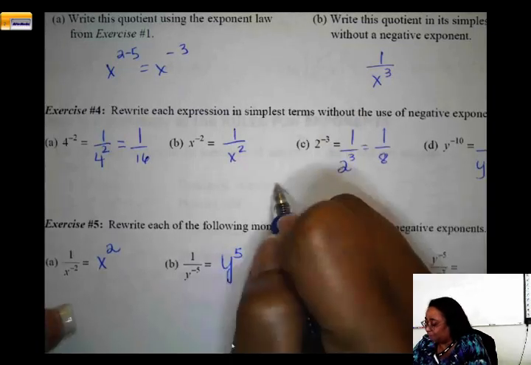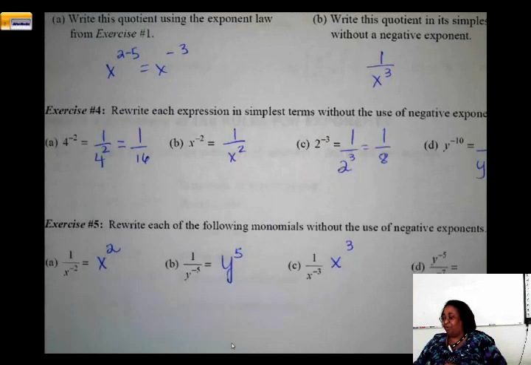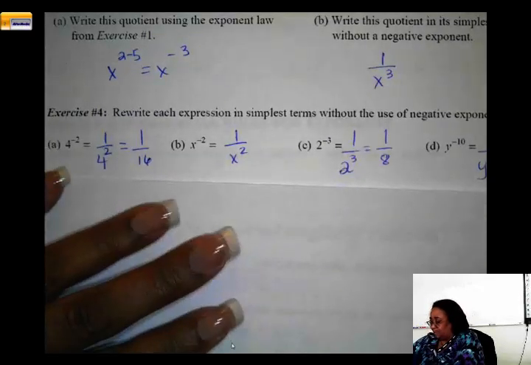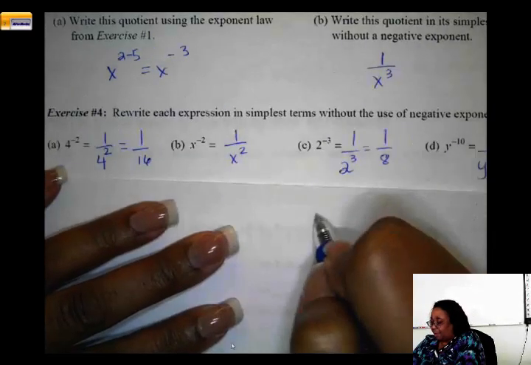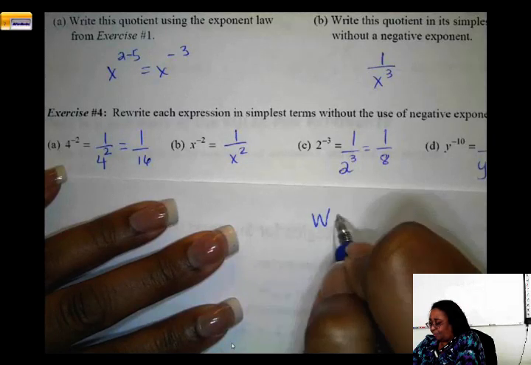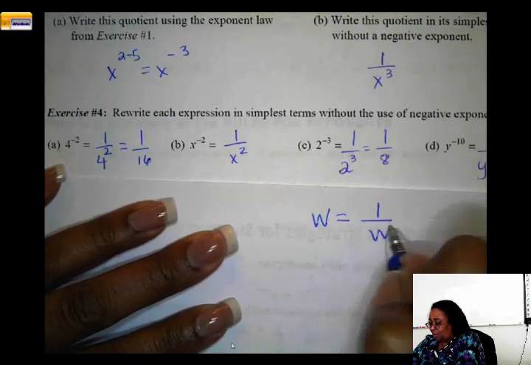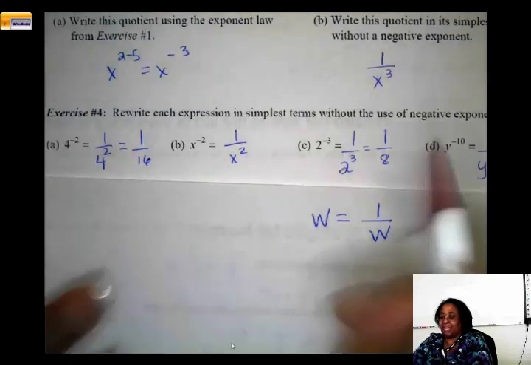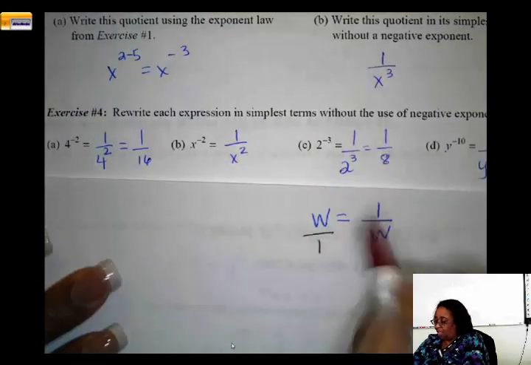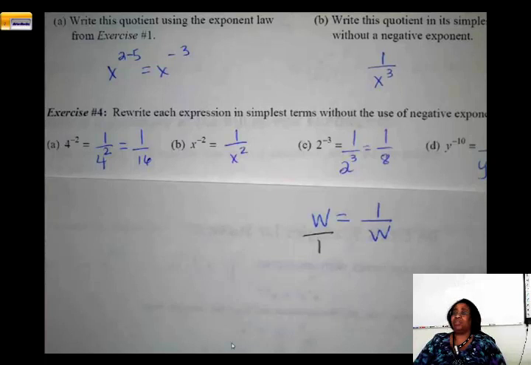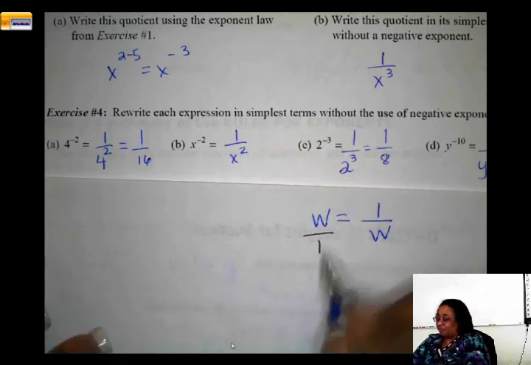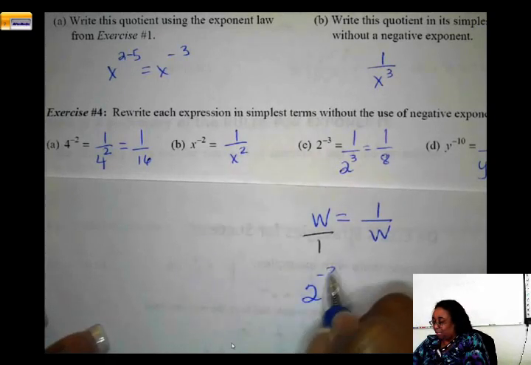Remember, if I have a whole number, the inverse of the whole number is 1 over that whole number, because I can write the whole number over 1 as an improper fraction. So the flip of it, or the inverse of it, is 1 over the whole number. Well, this just happens to be 2 to the negative 3.